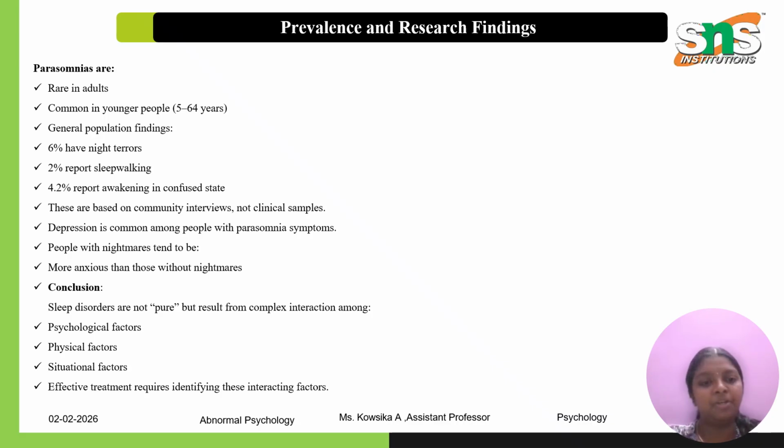Depression is common among people with parasomnia symptoms. People with nightmares tend to be more anxious than those without nightmares. Sleep disorders are not pure, but result from a complex interaction among psychological factors, physical factors, and situational factors, which all affect them. Effective treatment requires identifying these interacting factors. Thank you.